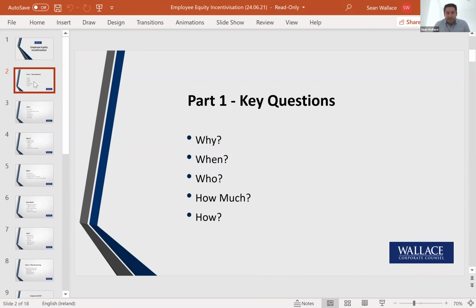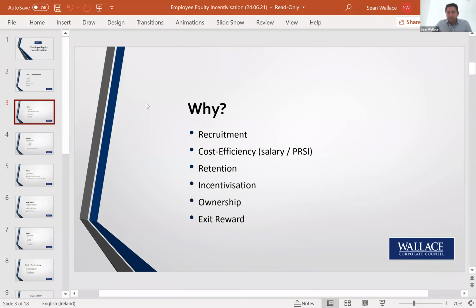The key questions to my mind, and the ones we're most frequently asked, are why, when, who, how much, and how. So let me run through each of those. Firstly, the why. Why are companies interested in providing or offering equity to employees? And there's a number of valid reasons for this.